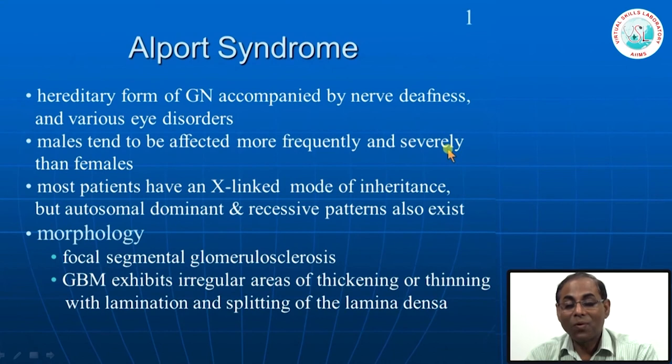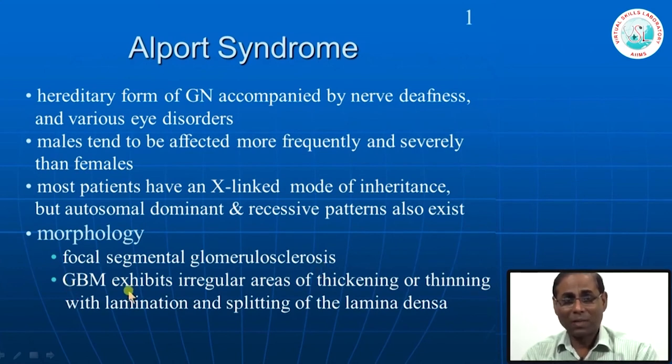Males tend to be affected more frequently and more severely than females. Most patients have an X-linked mode of inheritance, but autosomal dominant and recessive patterns also exist. Morphologically this presents as focal segmental glomerular sclerosis. So, presentation-wise it is more like focal segmental glomerular sclerosis, sometimes a progressive disease.